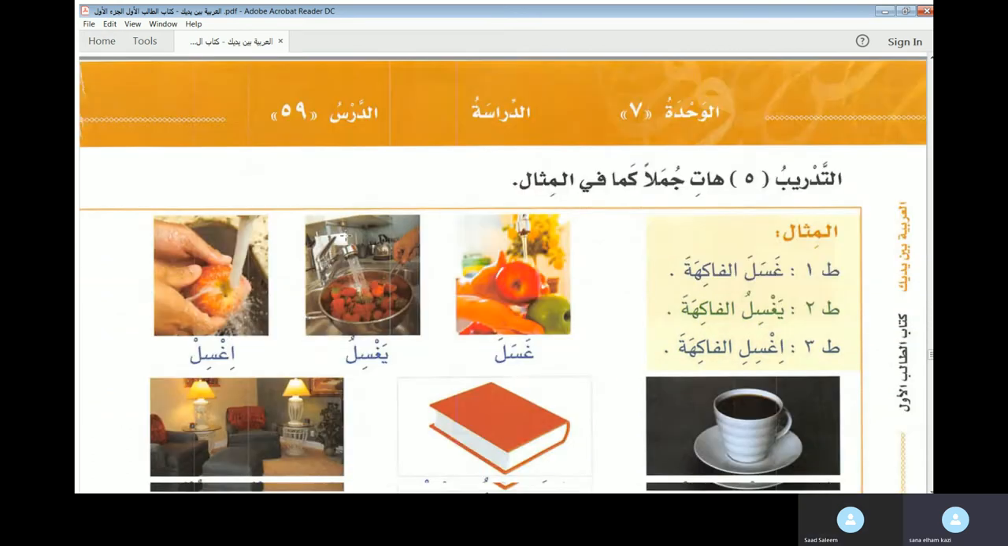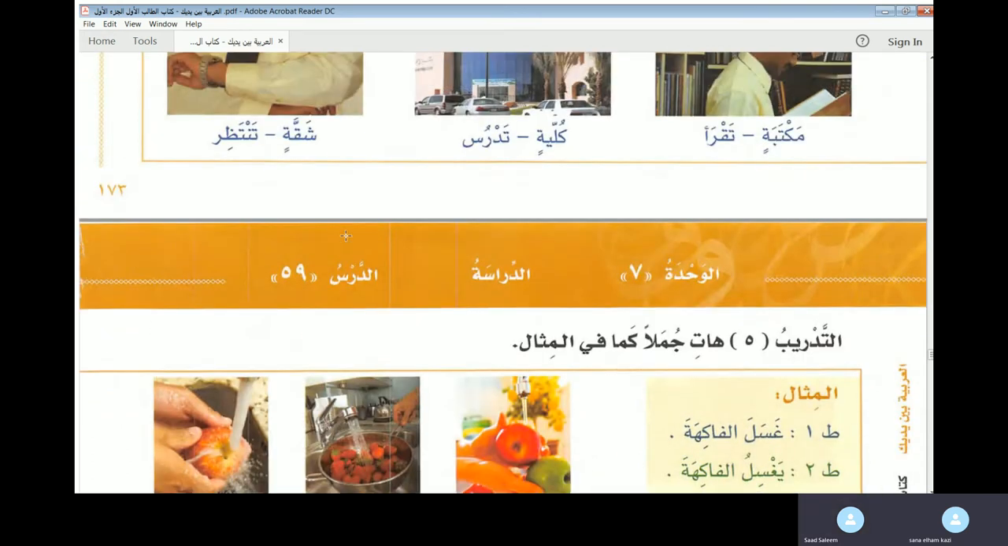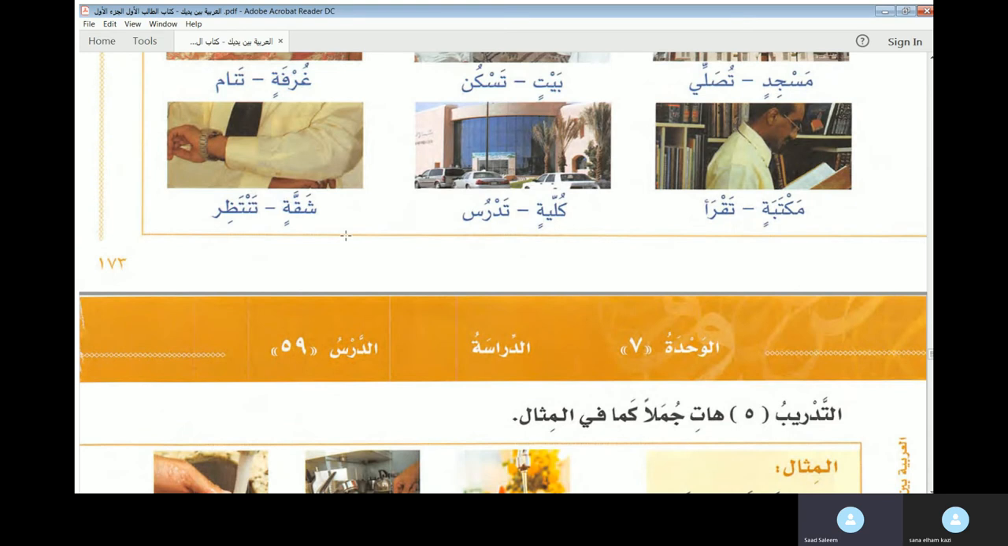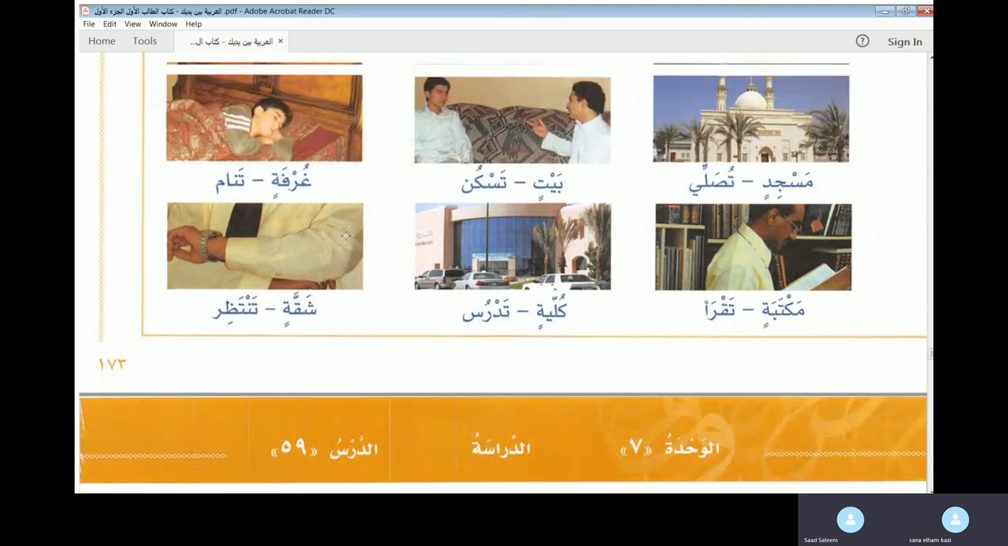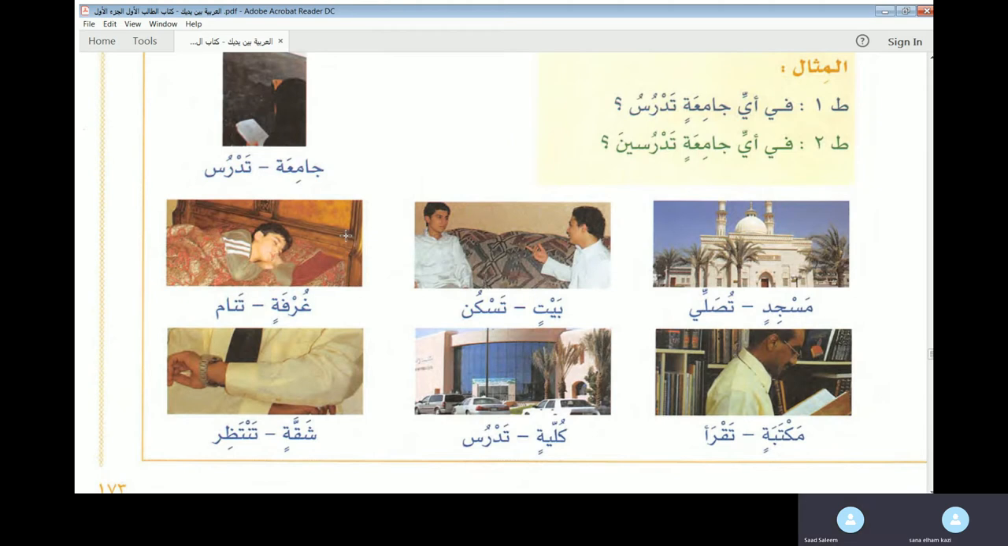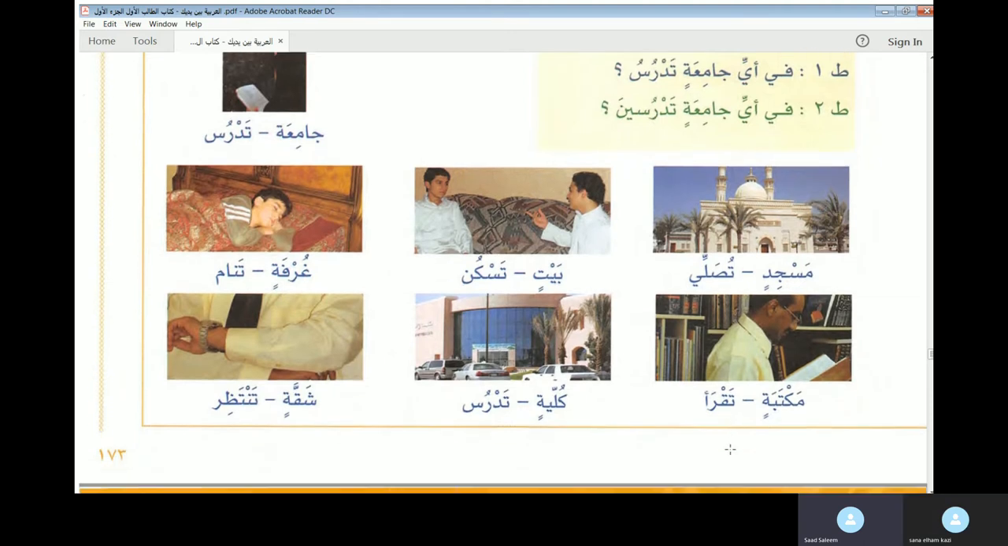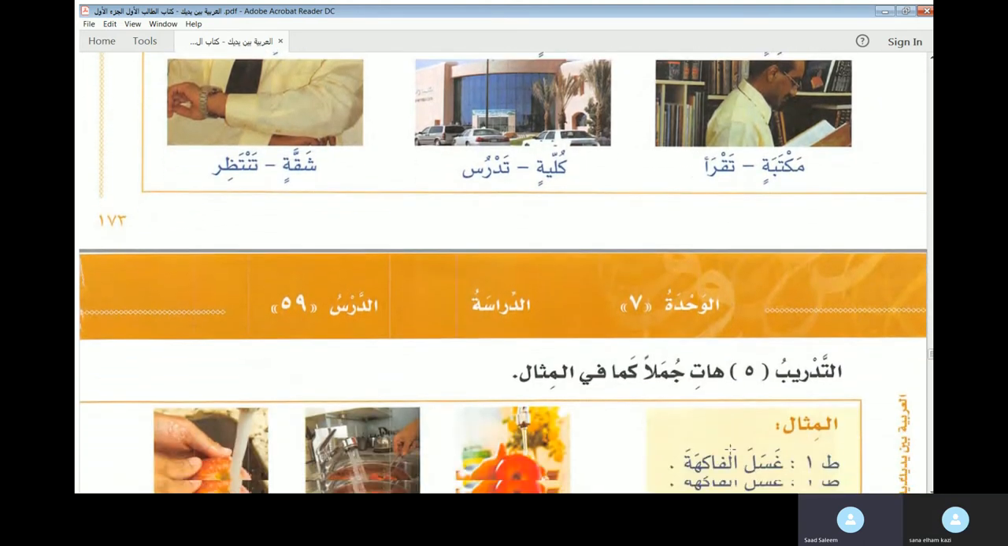So the last letter would be fatha for these words. Like tantazina. And for the male, tantaziru, with damma. But you can ignore that vowel also. Okay. For takraina, it's ta, ka, ra, and then alif, hamza. No. In takraina we don't have alif, but we have hamza with ya. Takraina. We don't have alif.